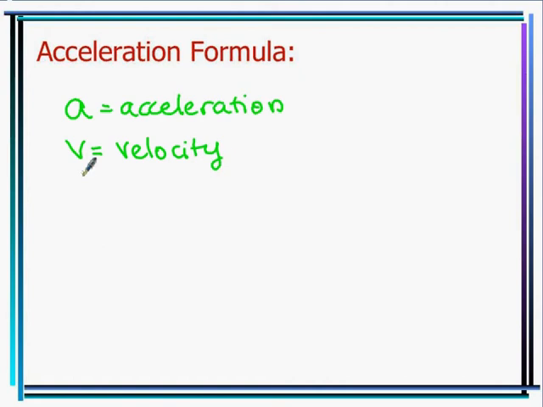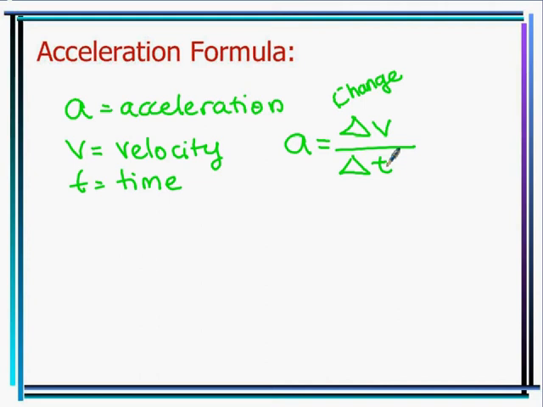So we have a formula for acceleration, and we are going to use our triangle to work out the formulas just like we have in the past. So A is acceleration. We remember that V is velocity, and T is time. And our formula for acceleration is acceleration equals my change in velocity, delta means change, over my change in time.